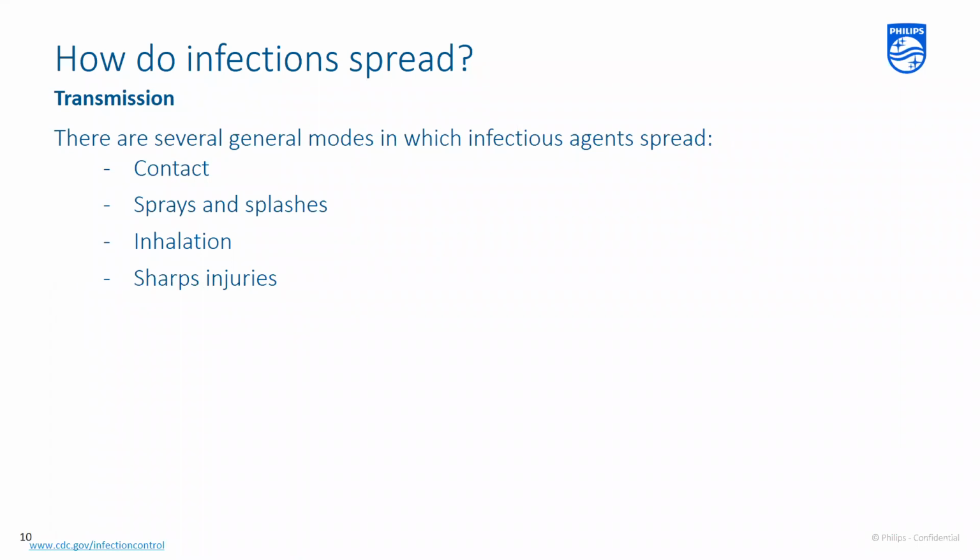Lastly, to cause infection, these infectious agents need to be transmitted to a susceptible person. General modes of transmission include contact, sprays, splashes, inhalation, and sharps injuries. Preventing or controlling the spread of infectious agents through these common modes of transmission requires different levels of precaution, depending on the infection of concern and patient or environmental factors. We will now discuss what these precautions are.